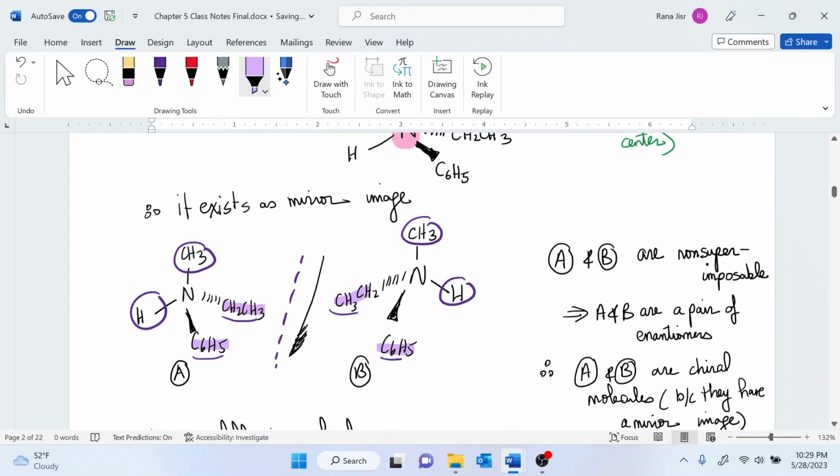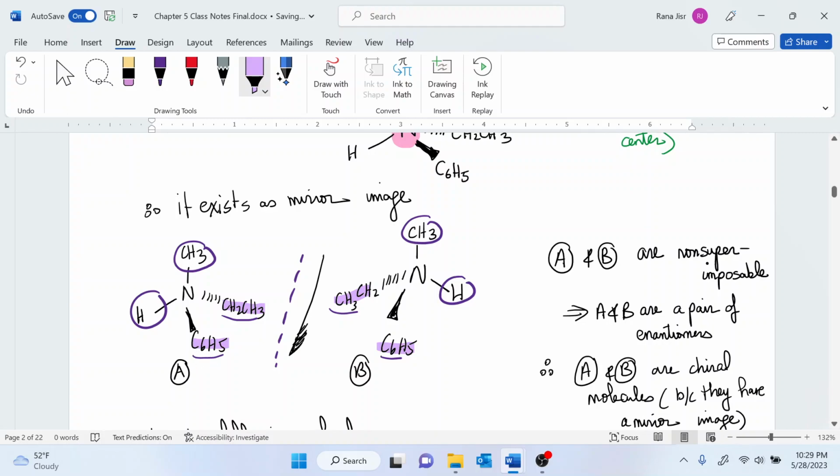So here we say that A and B are non-superimposable because you cannot draw a plane of symmetry across the nitrogen. So these two are two different molecules, and we say that A and B are chiral molecules. So a chiral center, again, is a center that is surrounded by four different groups. A chiral molecule is a molecule that has a chiral center and it has a mirror image.